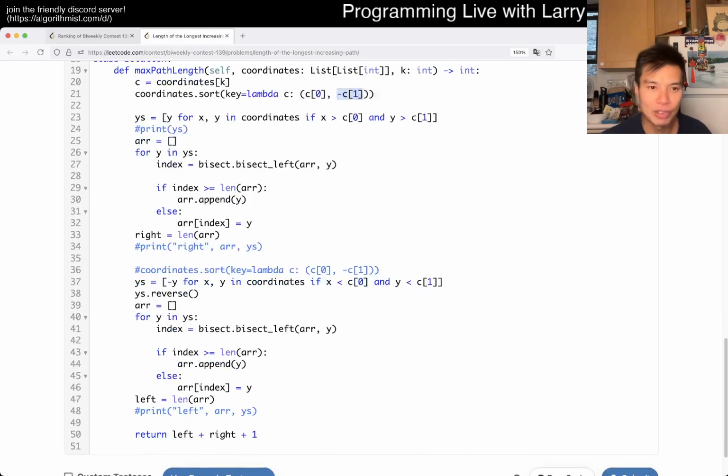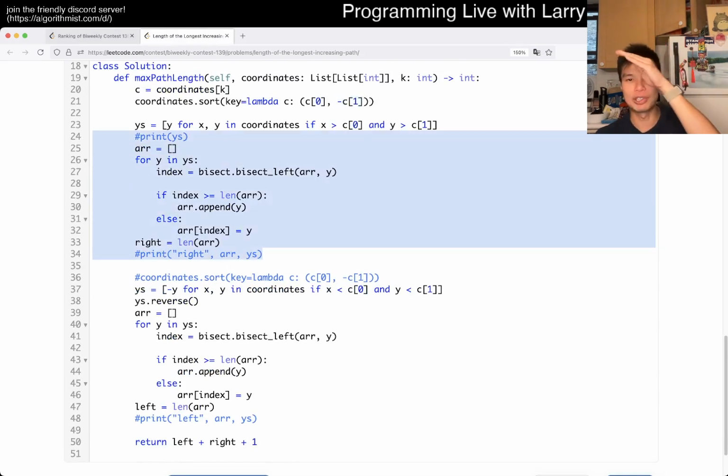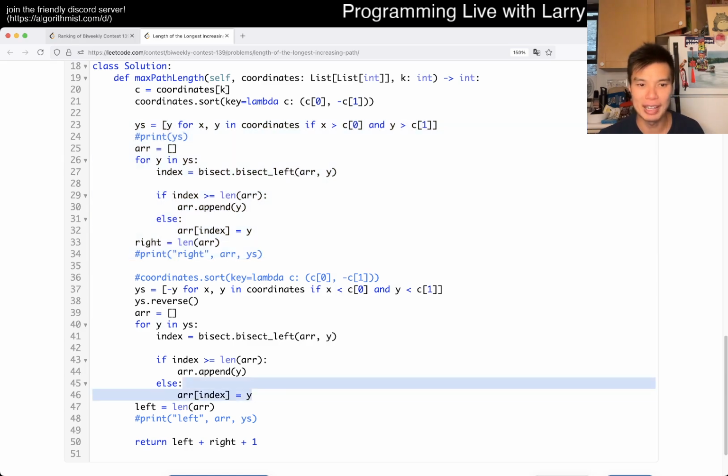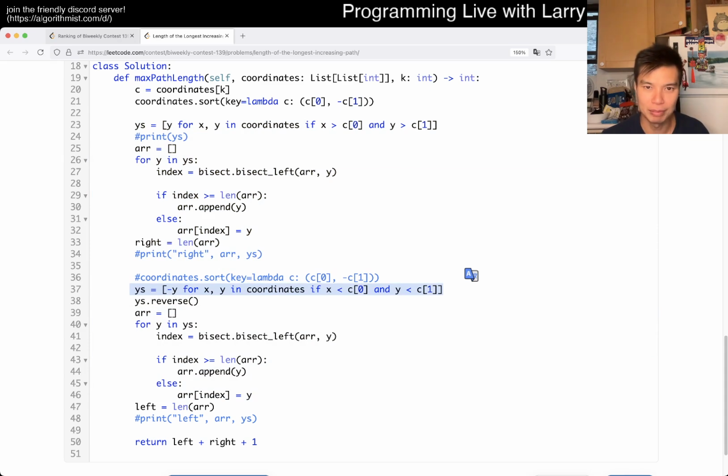And then this is for the up to the right, and this is for the bottom to the left. I do a thing with checking that it is smaller, right? The reason why I have negative y is so that I can reverse it and then just do the same thing with binary search. So this code is actually, I think, copy and paste from here as a result. And I just have the left.